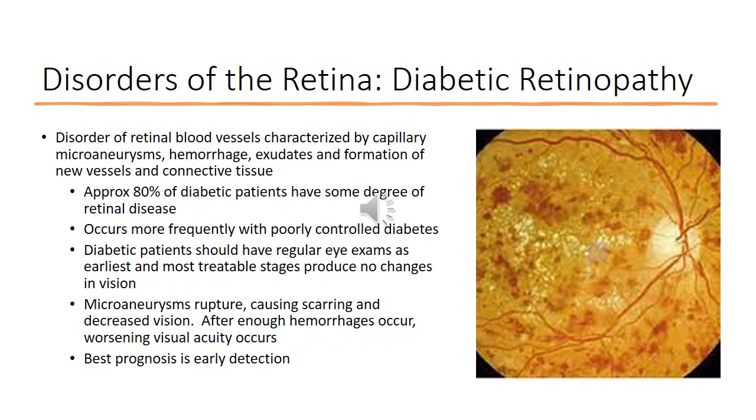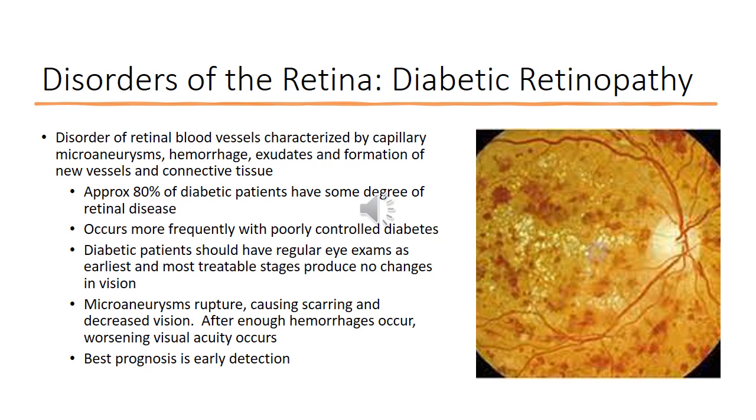Disorders of the retina. Diabetic retinopathy is one of the more common disorders. This disorder of the retinal blood vessels is characterized by capillary aneurysms, hemorrhage, exudates, and the formation of new vessels and connective tissues. Approximately 80% of diabetic patients have some degree of retinal damage. This occurs more frequently with poorly controlled diabetes.